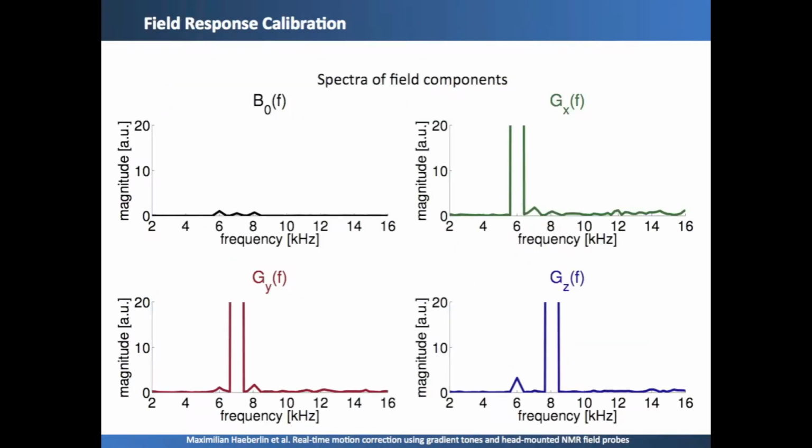When you now go ahead and play out your tones, you observe that the unique relationship between frequency and direction is violated to a certain extent. You see, for instance, that the 6 kHz signal originally applied to the X gradient is also visible in the linear field components along the Y and the Z direction, as well as in the homogeneous field component. This behavior is largely linear and time invariant, which means that it's amenable for calibration.